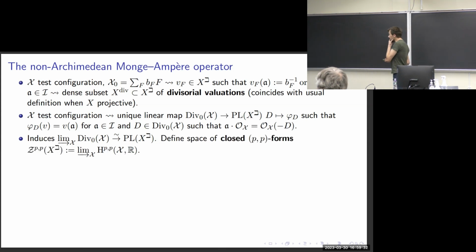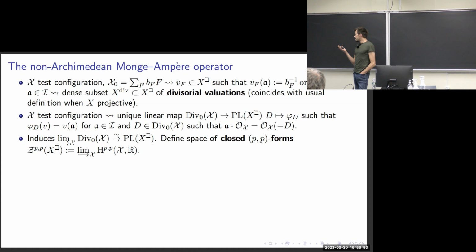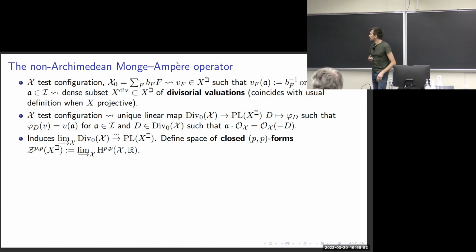Now that's again some disputable terminology, but it's just to make the analogy with the complex case more vivid. So you introduce a space of what we want to call closed (p,p) forms on X^bet as a similar projective limit of spaces of (p,p) classes on test configurations. Why not?